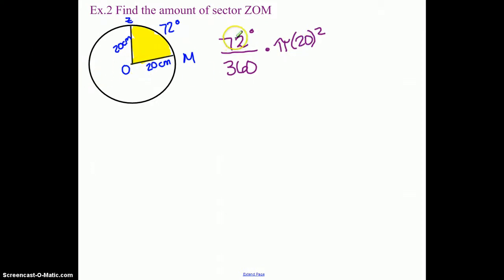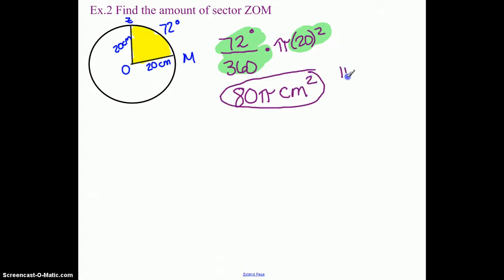Now if I'm somebody who's doing this in terms of pi, I'm going to have to multiply all of this part together. So if I do 72 divided by 360 times 20 squared, that would be 80. So this would be 80 pi centimeters squared. Now this is the in terms of pi answer.